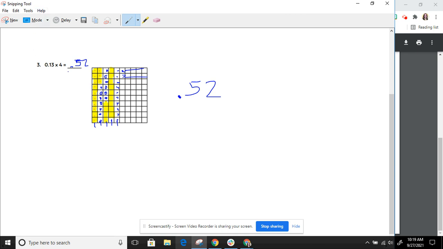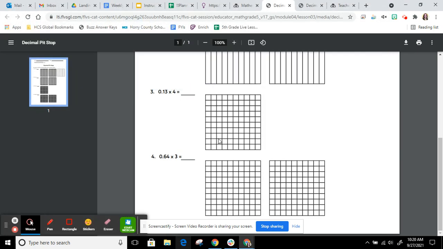And all I did is I did my shading, 4 groups of 13 hundredths, and then I counted them all up. You could easily count all of the squares that are shaded, but I know that each column has 10. So column 1 has 10, column 2 has 10, column 3 has 10, column 4 has 10, column 5 has 10. That's 50, plus my 2 from up top here, 52 hundredths. Okay? You're going to do the same type of problem for number 4, except it'll be 64 hundredths times 3. So you'll do 3 groups of 64 hundredths.